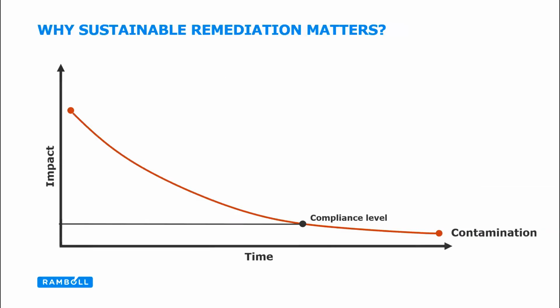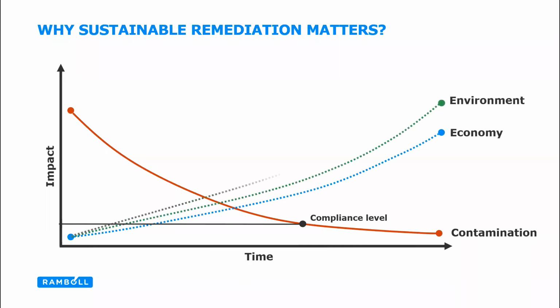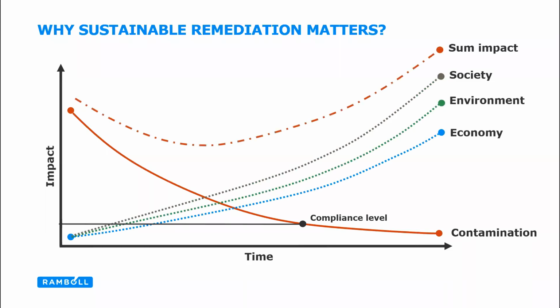So how does this then relate to contaminated site remediation, and why does sustainable remediation matter? If we look at a graph where we have a contaminated site, the contamination poses an impact within that site, and as we start remediating that, the impact within the site is being reduced. And when we at certain time reach the compliance level, the impact is very small anymore. But as we remediate, we are at the same time inducing impact to the economy, to the environment, and to the society. And when we sum up the contamination with the sustainability impact, we reach a concept called sum impact.